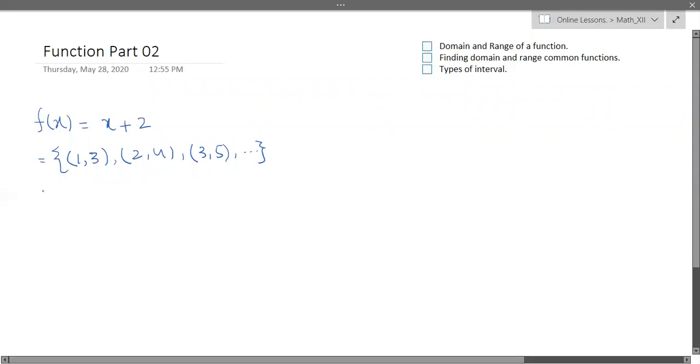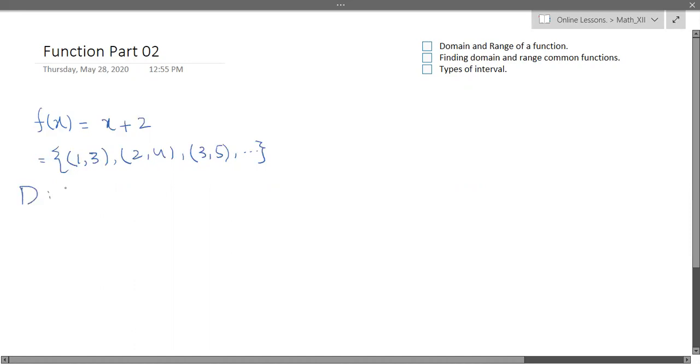What is domain of the function? Domain is the set of all the input values, all right? But there's one condition for which the function is defined. So if you substitute value in place of the variable, and if the function is defined, that value is acceptable in the set of domain. So in this case, f of x equals x plus 2. In place of x, we can substitute all real numbers.